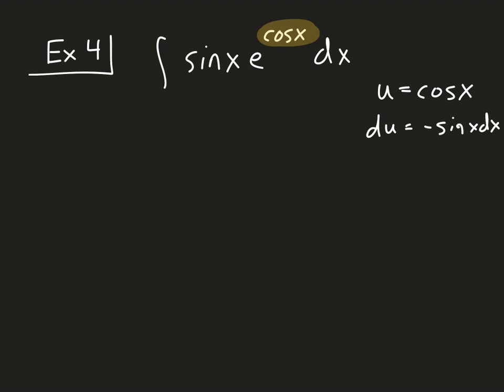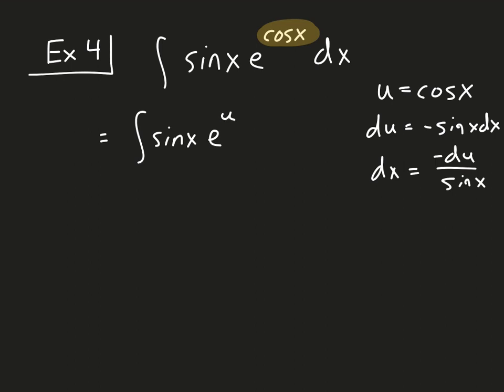Now, I don't directly see a negative sine x dx, so I'm going to isolate the dx here, dividing both sides by negative sine of x. So I have du, which I can put the negative sign on top, over sine of x. Again, you don't have to do that substitution if you can see how things are going to fall into place, but it's kind of a nice process that always works.